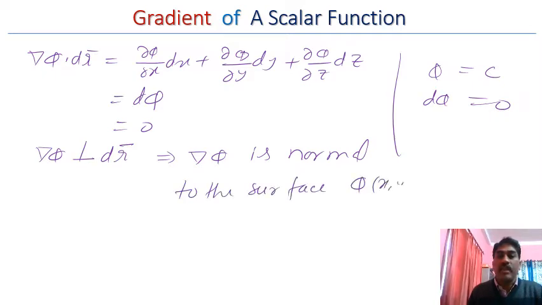Phi xyz is equal to c. So whenever we have a surface of the type phi xyz is equal to some constant or 0, then del phi will become the surface normal, the outer drawn normal at each point xyz. So this is the one thing that you must understand about the gradient. So gradient of phi is normal to the surface.